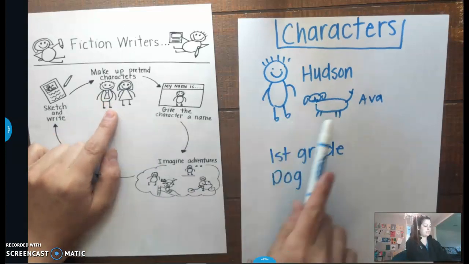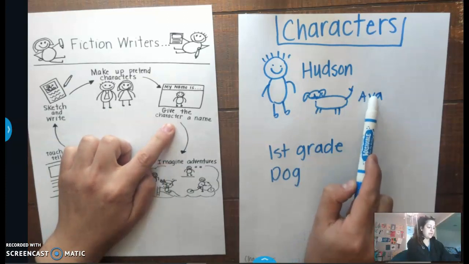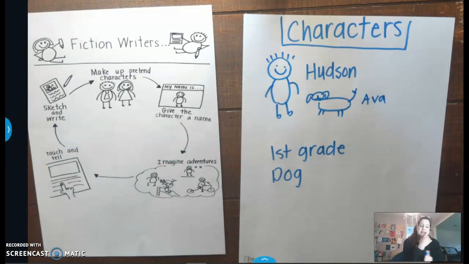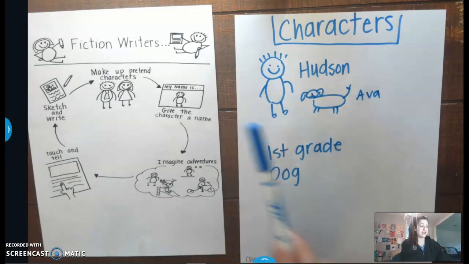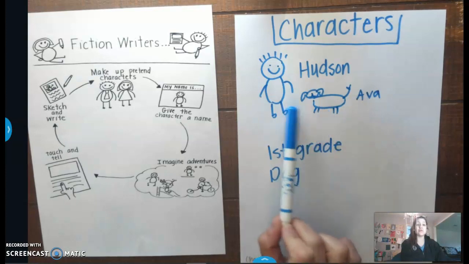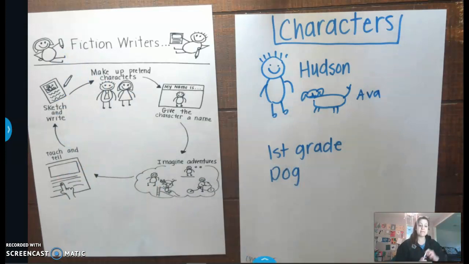I made up my characters, a boy and his dog. I gave them a name, Hudson, Ava. Notice I don't have dragons or Spider-Man, or made up people, made up characters for my characters. I have a boy and a dog. Those are real things, realistic fiction. Okay, so I have my characters.